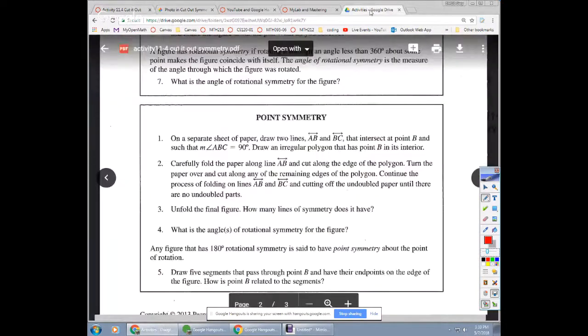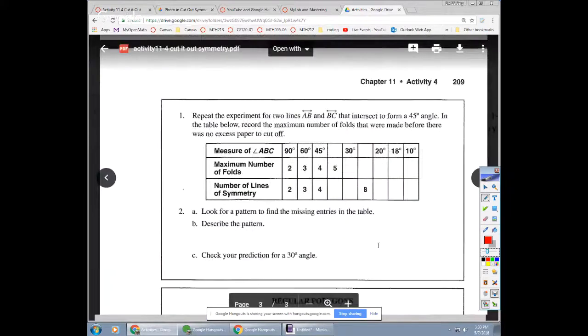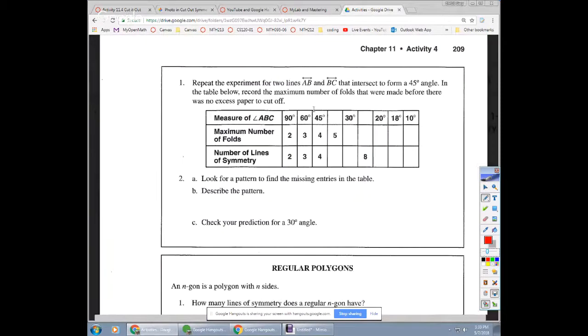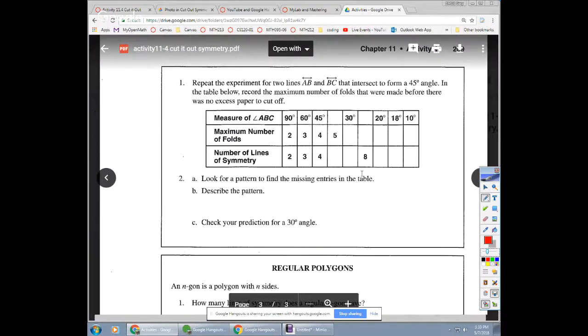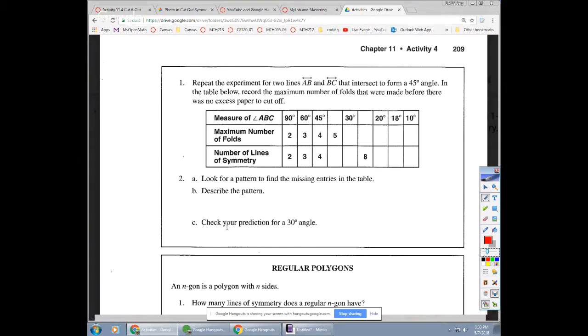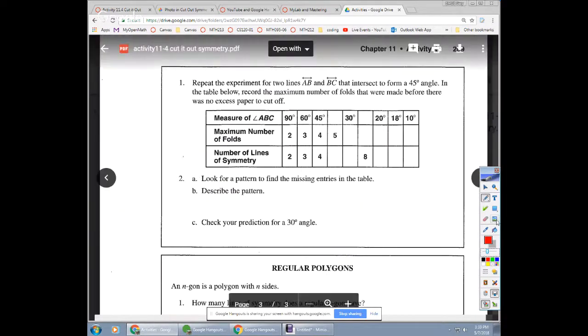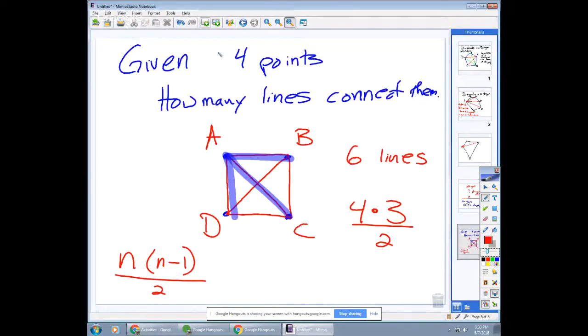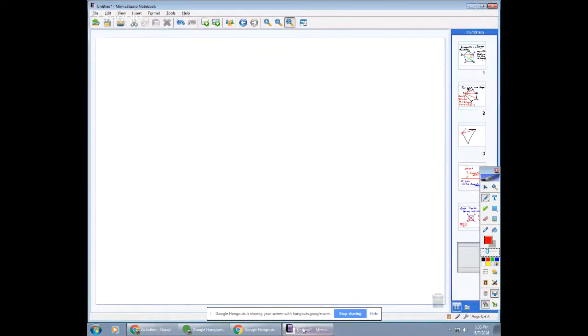On the next page of the activity, we didn't get to this. They're asking us to look for a pattern here, and I'm going to go through this pattern with you in just a second. And then they ask us to actually do it for 30 degrees. So I'll show you my sequence of pictures for 30 degrees in just a sec. I'm going to copy this into my worksheet and see if you can help me figure this out.